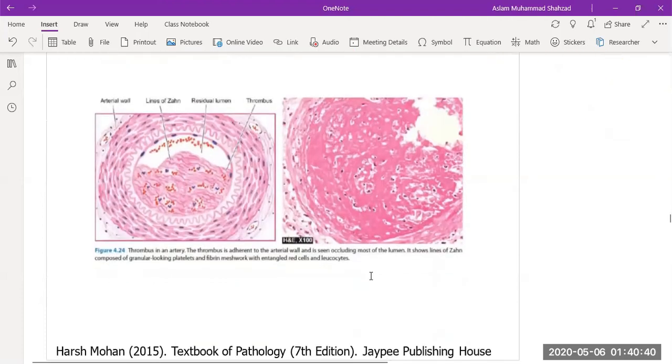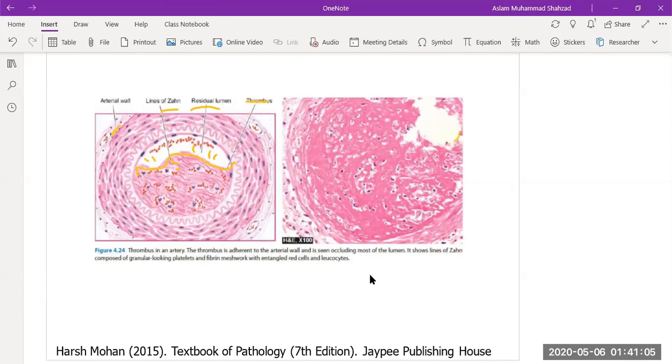Here in this picture, they are showing you the presence of a thrombus formation. These dark lines are showing you the lines of Zahn. Then they mentioned this is the lumen, the residual lumen. What is meant by residual? Leftover lumen, the open space. This is the thrombus formation. This is the arterial wall they are showing.